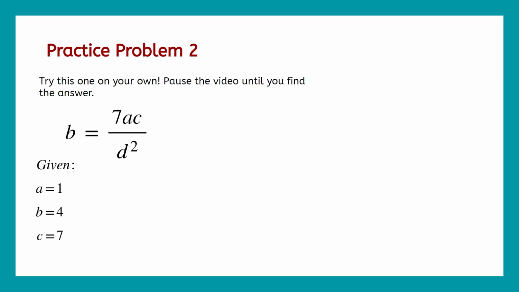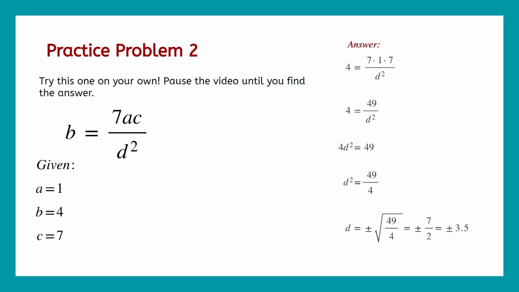All right, so here we're going to plug in 7 for C, 4 for B, and 1 for A. When we do that, we'll get 4 equals 7 times 1 times 7 over D squared. Awesome. We'll simplify that and get 4 equals 49 divided by D squared. Now, here is a spot where we could have gotten stuck. We have one of those pesky fractions, but we do the same thing we would normally do. We multiply by what's down low. We multiply both sides by D squared. And we get 4 times d squared equals 49.